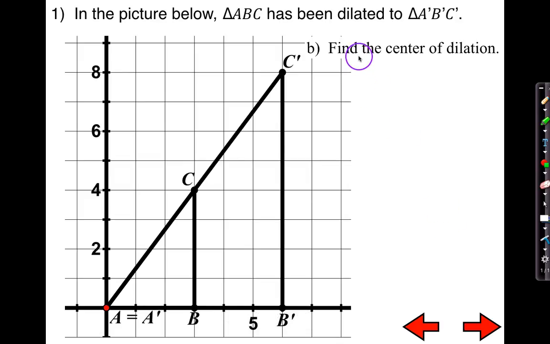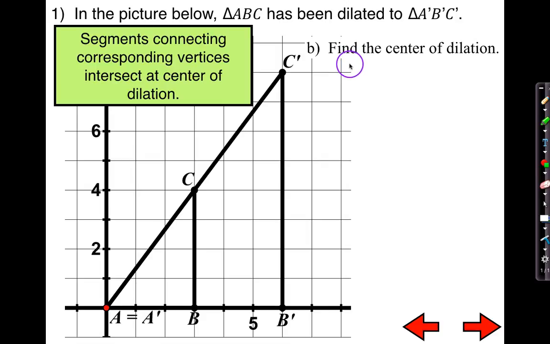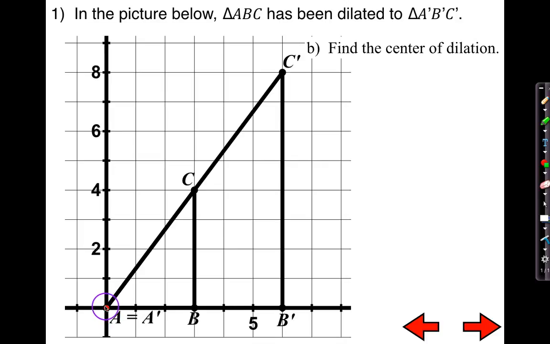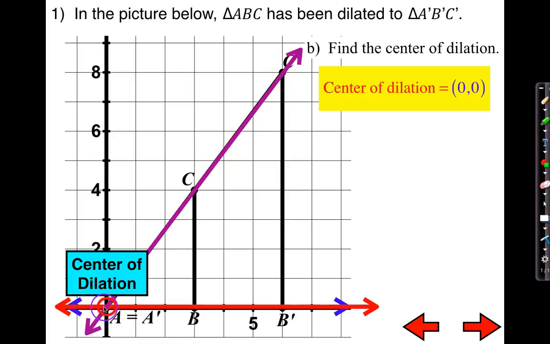Okay, so now they want me to find the center of dilation. In order to do this, what you're going to want to do is go ahead and connect corresponding vertices to find where all of the lines intersect. So for example, let's go ahead and connect A to A prime. Well, they're in the same spot, so it doesn't make a difference. We're going to connect B to B prime, so that's going to create that line there. And then we're going to connect C to C prime, so that's going to create that line there. So you're going to find that all of the lines will intersect at this point here. So my center of dilation is going to be at 0, 0, which we refer to as the origin.